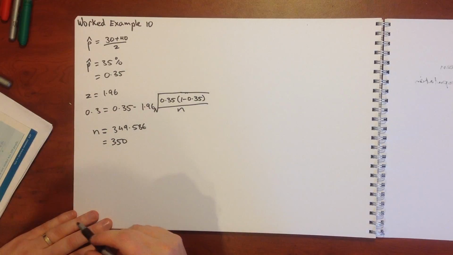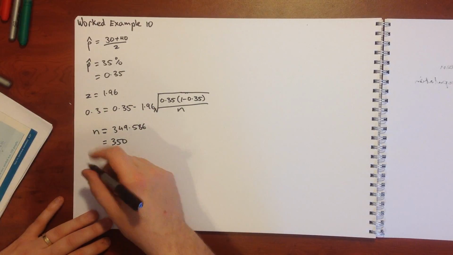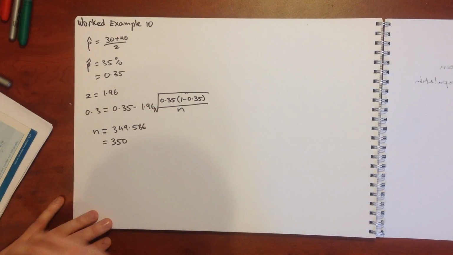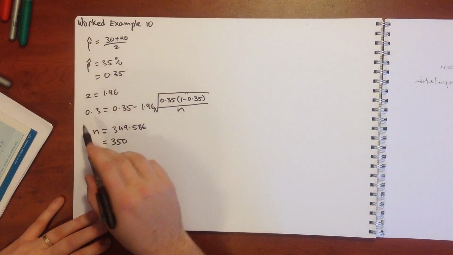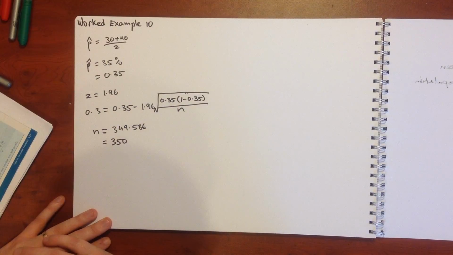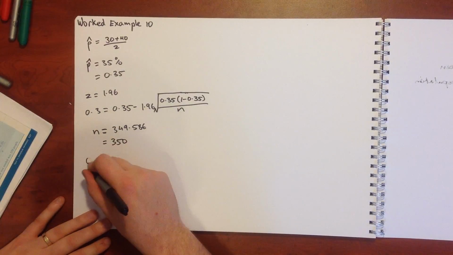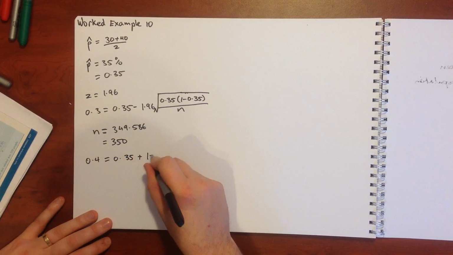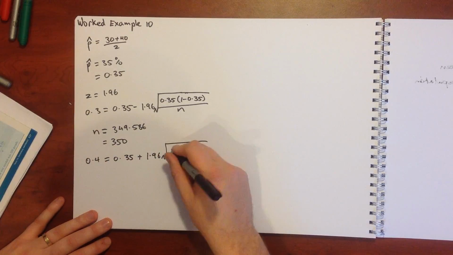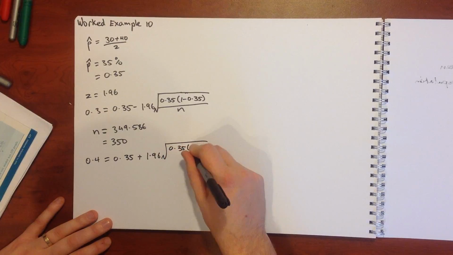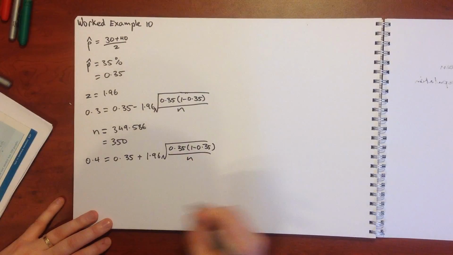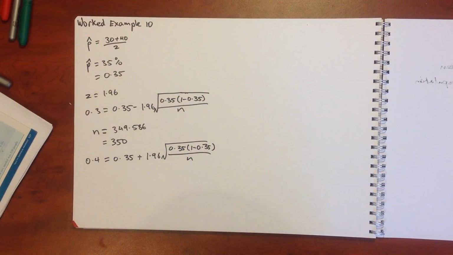Now we could have also done our equation for our 0.4, and this would have been plus instead. So we could have done 0.4 equals 0.35 plus 1.96 times the square root of 0.35 times 1 minus 0.35 over n. And we still would have found the same value for n.